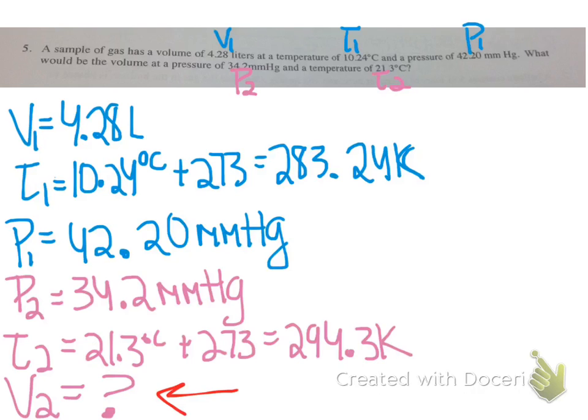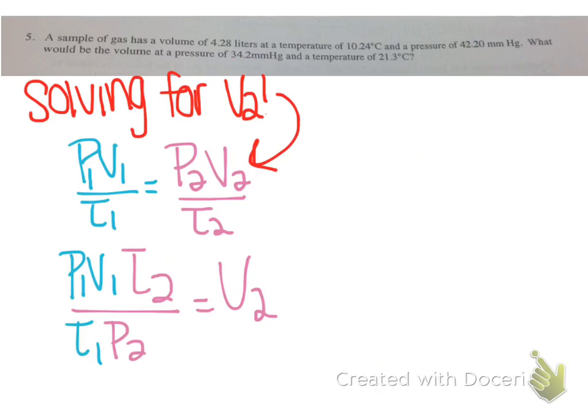Okay, so now you have all of your first parts, your volume 1, your temperature 1, and your pressure 1. Now you look for pressure 2, which is 34.2 millimeters of mercury, and you have a temperature of 21.3 degrees Celsius, and you need to make that Kelvin, so you add 273. And so we realize that we don't know our volume 2, so that's what we're going to be solving for. Hopefully by now you have this whole variable list copied down.